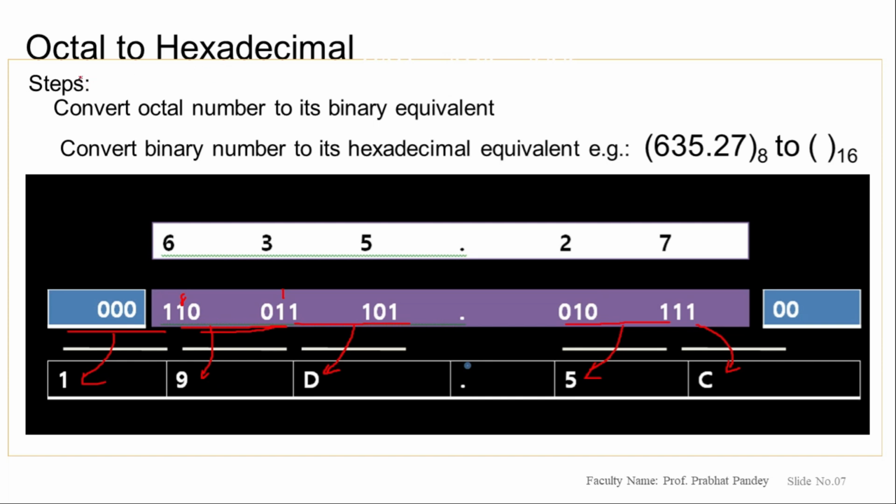So you have seen that we can't do octal to hexadecimal conversion directly. First we need to convert that octal number into binary, and that binary needs to be converted to hexadecimal. So these are the first procedures by which we can convert.